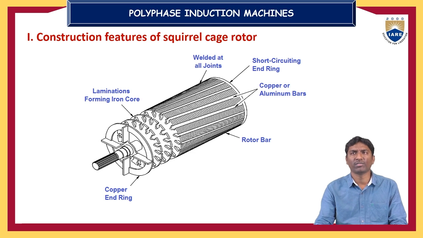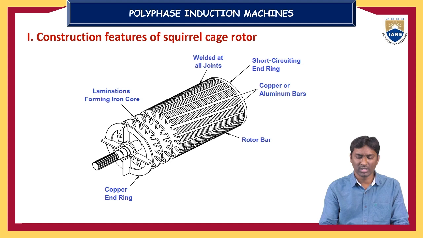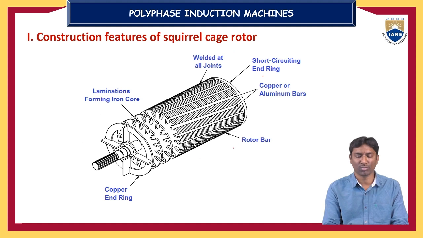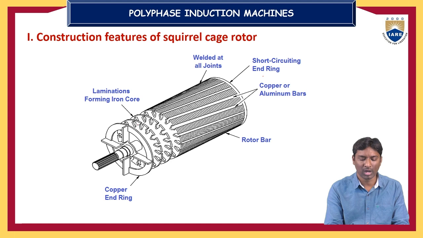So this is the constructional features of the squirrel cage rotor. You can observe here, this is the short circuiting end rings. These are the copper or aluminum bars, this is the rotor bar, and these are the laminations forming the iron core, and the copper end rings will be there. So this is the constructional features of the squirrel cage rotor.